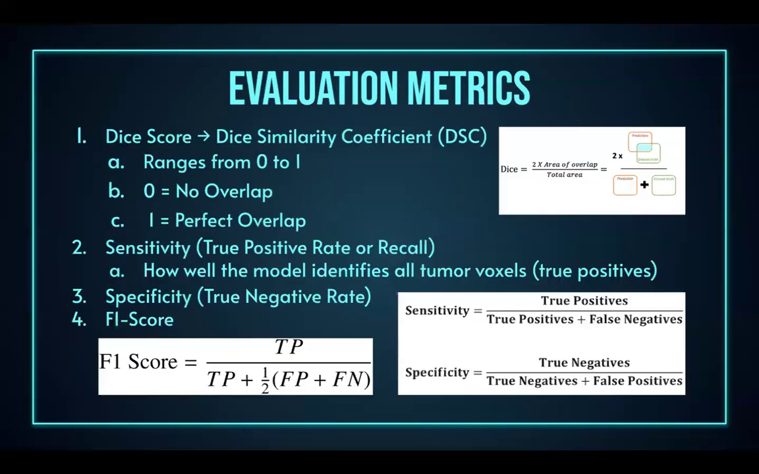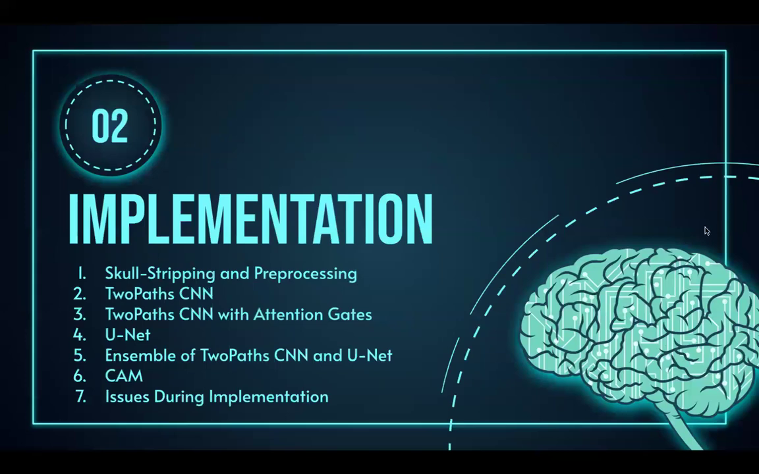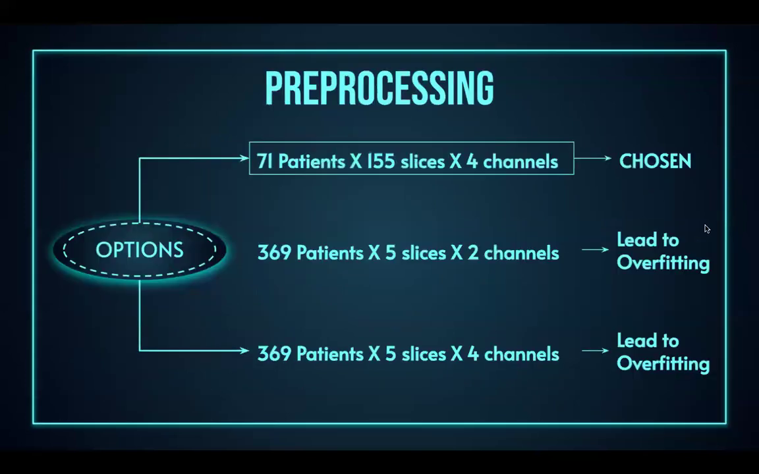a tumor or not. For our evaluation metrics, we use Dice score, which measures the overlap between the ground truth and the prediction, the sensitivity, which is the true positive rate, the true negative rate, and the F1 score, which is a combination of the precision and the recall. And for our implementation, we did the following.